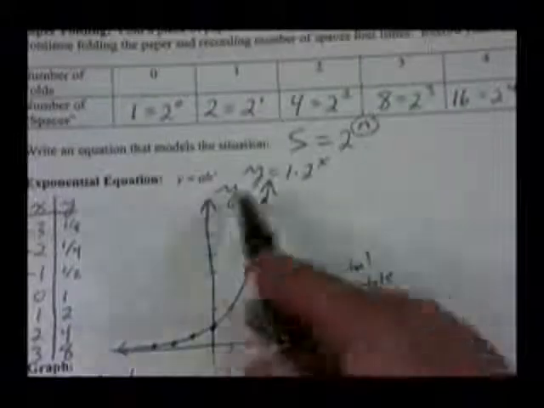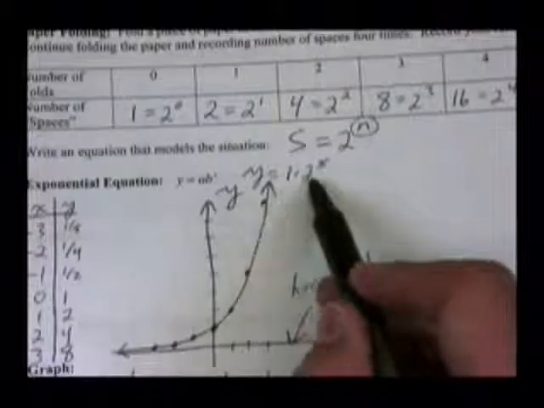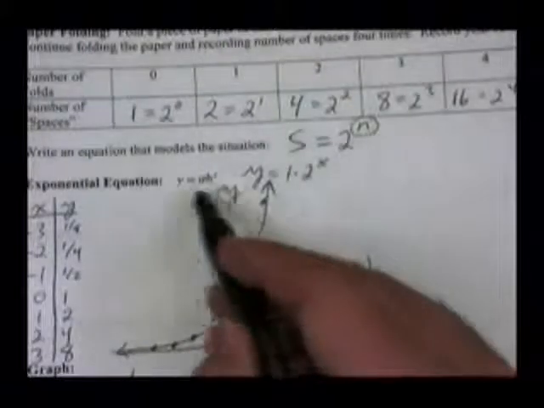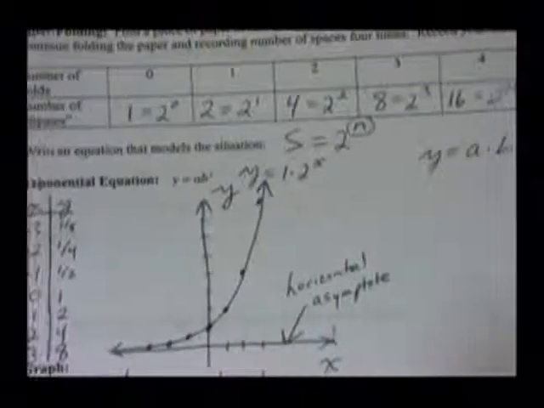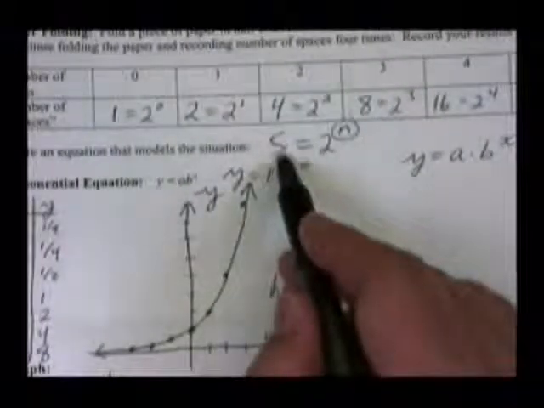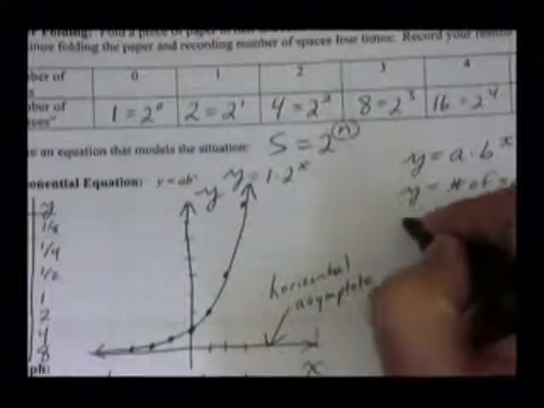Now let's talk about what this A and what this B represent. So if we look at it in terms of what we had here, we have y equals A times B to the x. Well, if we were using it in terms of what we were doing here, we would say y is equal to number of spaces. We would say that x is number of folds.